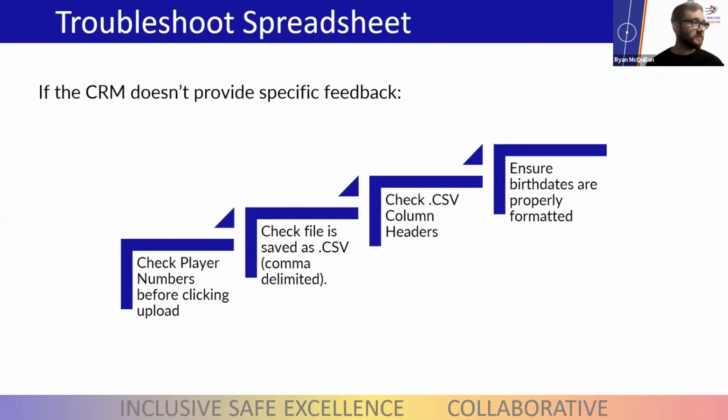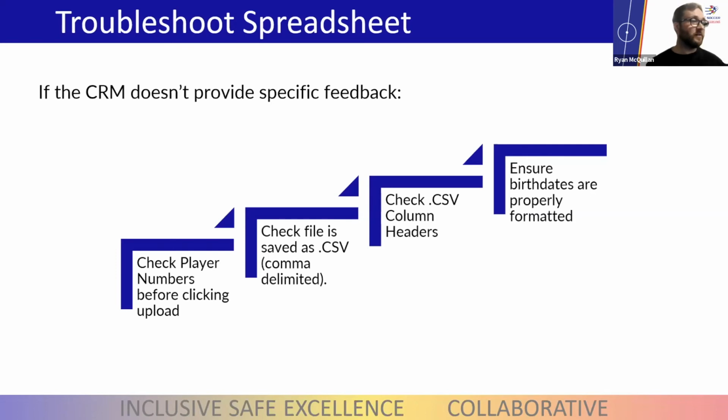So the first one is check the player numbers before clicking upload. Sometimes it picks up values in the spreadsheet that may have been put there by accident if it's outside the range of cells that you're trying to upload. So if there's a cell below the last player that you're trying to upload that has a period or something in it, it's not going to upload properly.